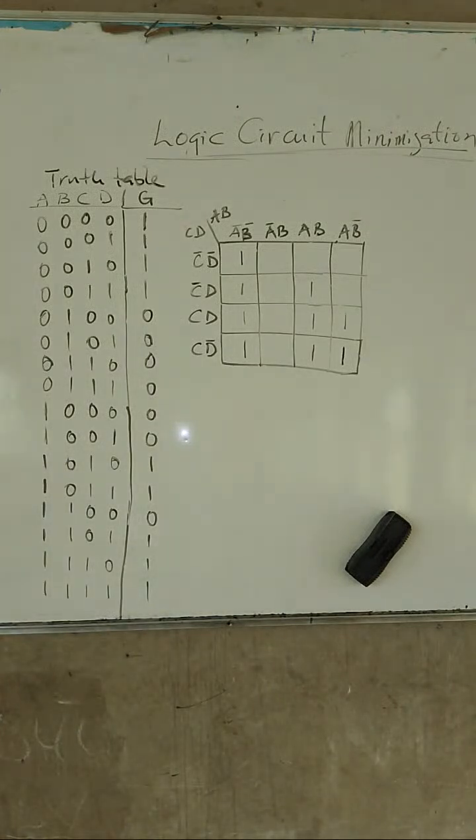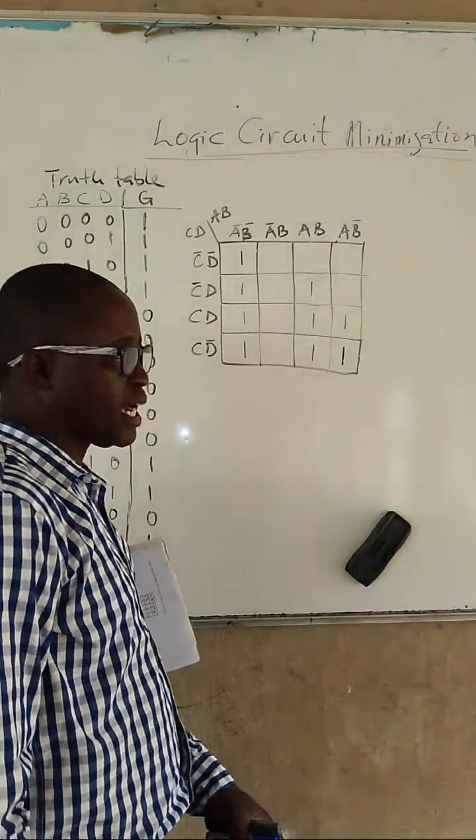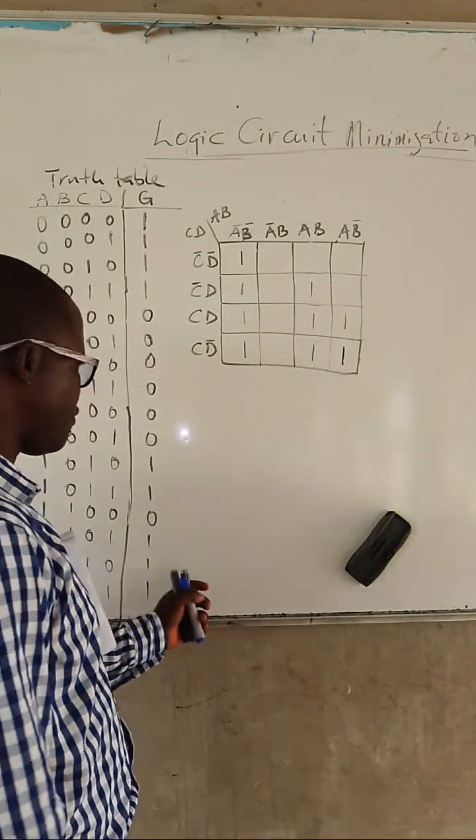I can see somebody is asking a question. What if he forgets any law? We won't be able to get the same answer. Exactly. You must master your Boolean algebra. If you don't know your Boolean algebra very well, you may not be able to arrive at the final expression.